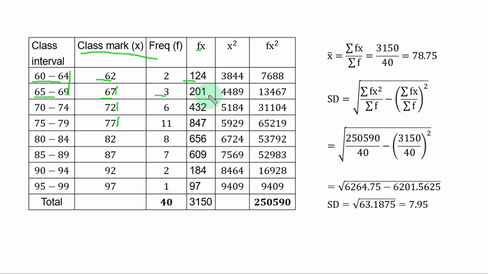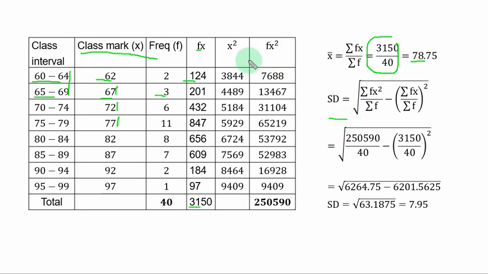So the summation of Fs is 3,150. You have it in this form. Summation of frequency is 40. If you divide to 2 decimal places, you have 78.75. I'm using the second version of the formula for the standard deviation.